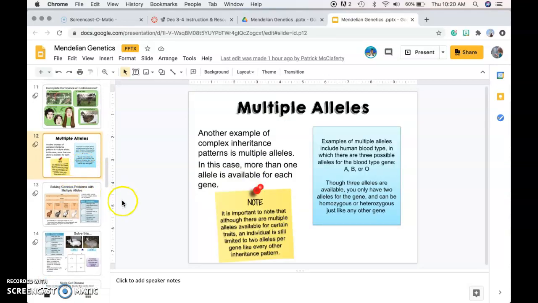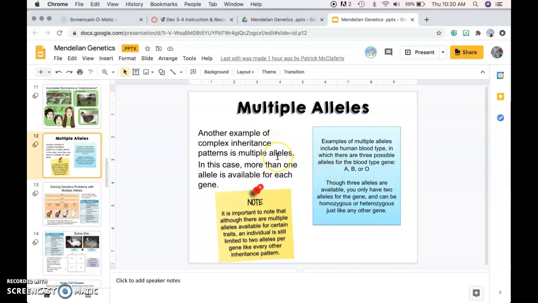So the next thing we're going to talk about is multiple alleles. When we say multiple alleles, we've been saying you can either have a big A or a little a. But sometimes genes have more than one allele. A really good example of that is your blood type. Examples of multiple alleles include the human blood type, in which there are 3 possible alleles for the blood type gene, A, B, O, and you can be A positive, A negative, AB positive, AB negative, B positive, and so on and so forth, right? So there's 3 alleles that influence that specific gene or phenotype.